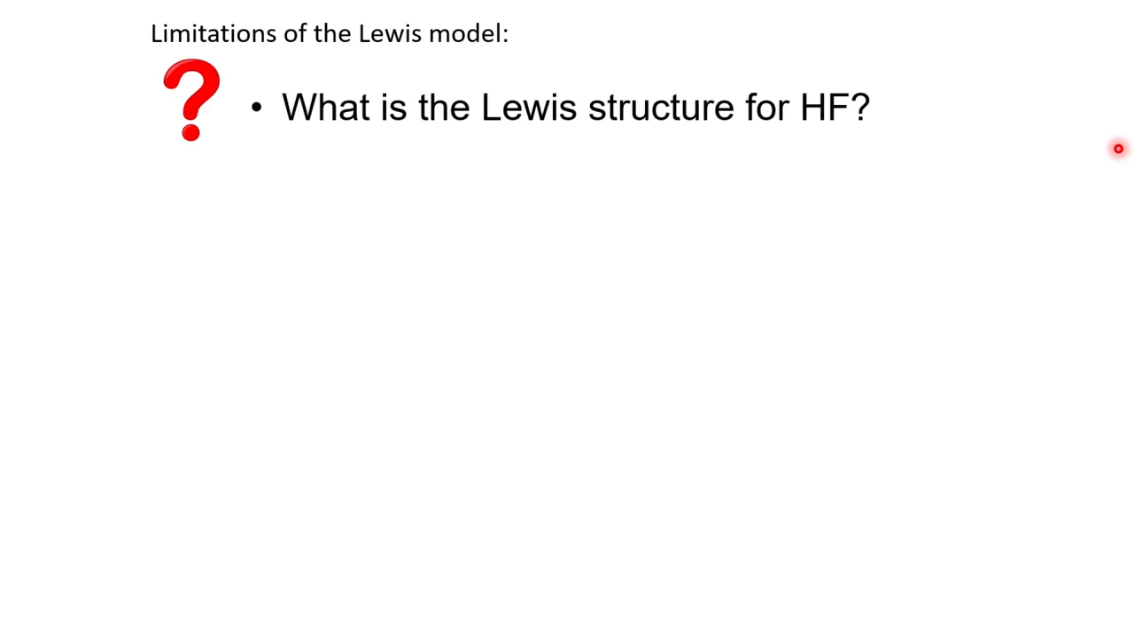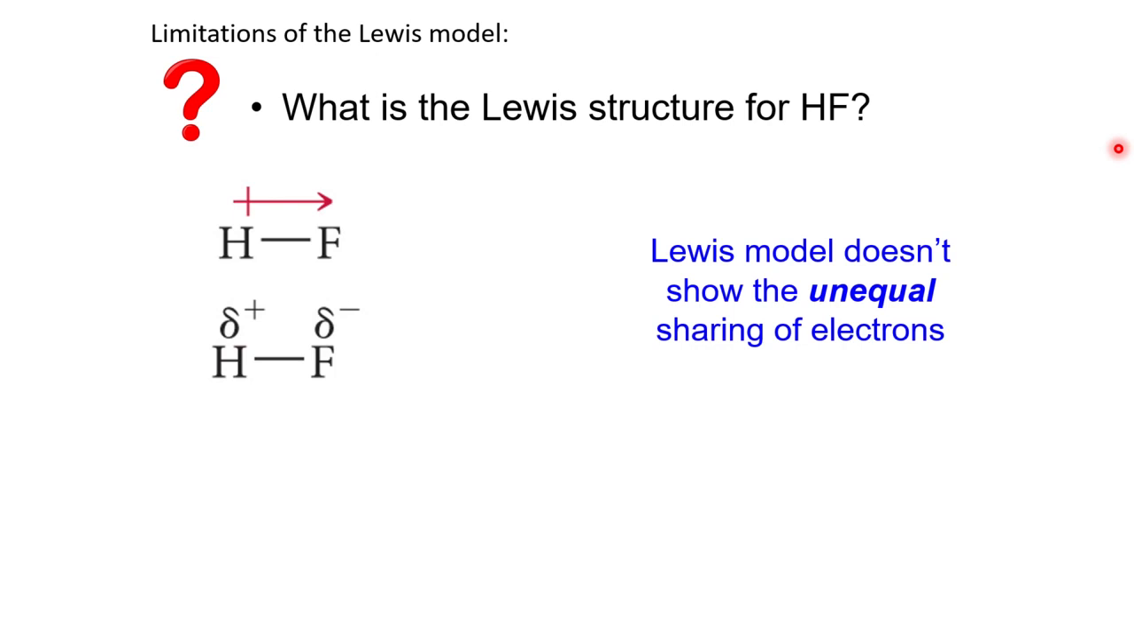So there are some limitations of this Lewis model. Here's an example. What is the Lewis structure for HF? The Lewis model does not tell us when there's unequal sharing of electrons. So what do I mean by this? Well, fluorine is really electronegative, which means it attracts electrons to itself in a bond. Hydrogen doesn't really pull electrons towards itself, and so it tends to have a somewhat partial positive charge.